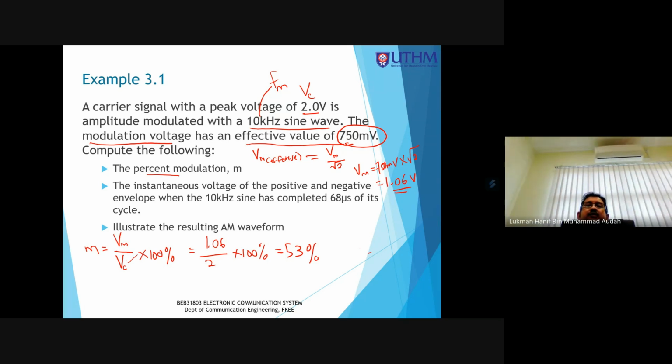And then the question asks you to find the instantaneous voltage of the positive and negative envelope when the 10 kilohertz has completed 68 microseconds of the cycle. What is this actually? The positive and negative side of the envelope. At 68 microseconds, the line will cut through the positive and negative envelope. How does it look?